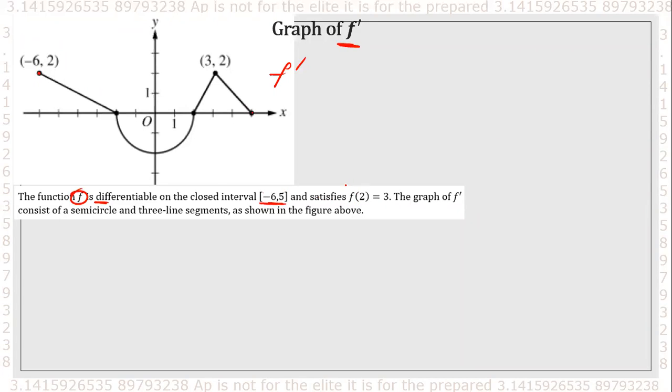Okay, they're saying the original function f had this initial condition, and they're telling us the graph f prime, which is this one right here, is considered a semicircle, 3 line segments, like so. Okay, so line segments, the semicircle, and the other 2 line segments. Okay, so let's go ahead and find out what this is gonna ask us.